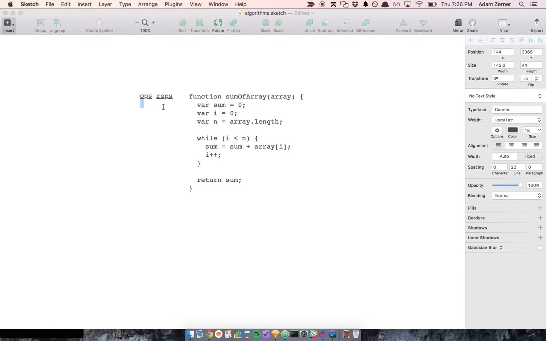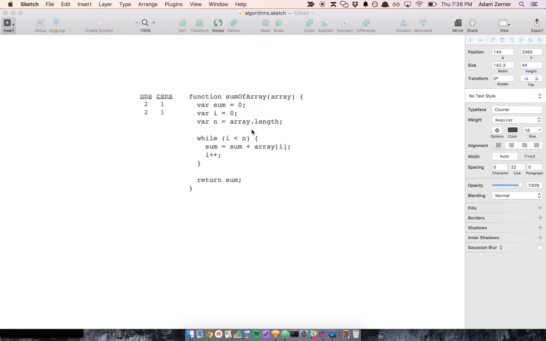So let's do this. This first line of code here involves a variable declaration and an assignment. And let's say that that takes 2 operations. And this line of code is going to be executed once. There's no loops or anything that's going to make this be executed more than once. So 2 operations and 1 repetition. The second line is the same thing. It's a declaration and an assignment. So let's say 2 operations and 1 repetition.